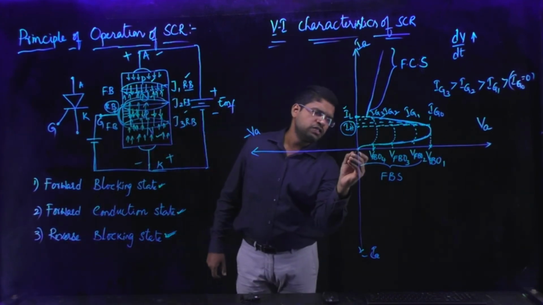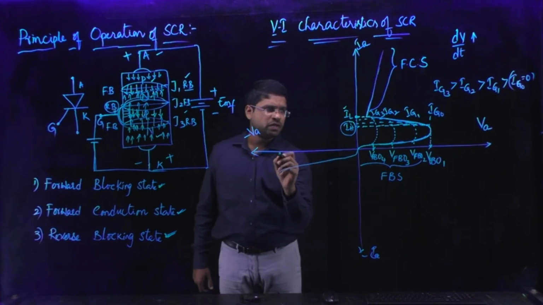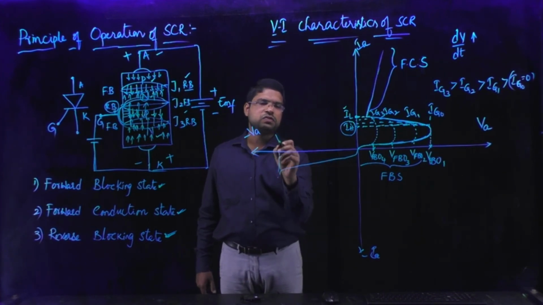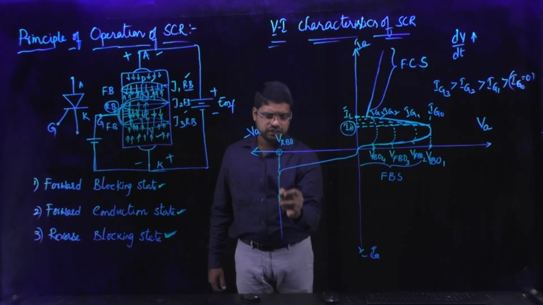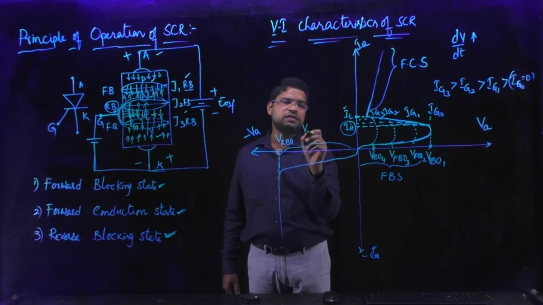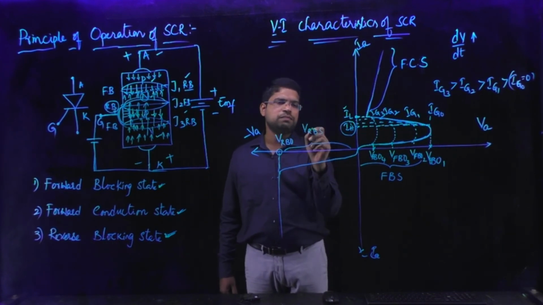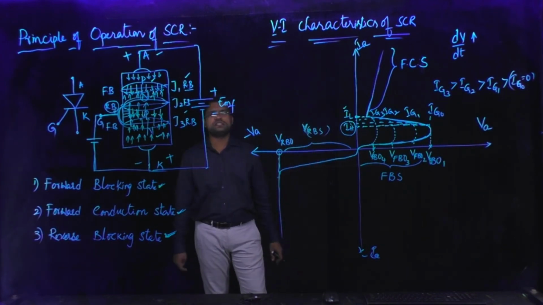So we can consider the reverse voltage applied across the SCR. At this particular instant, which is called the reverse breakover voltage, the SCR has a current flowing through it in the reverse direction. During this period we call this the reverse blocking state, RBS of the SCR, right? So this is the VI characteristic of the SCR.